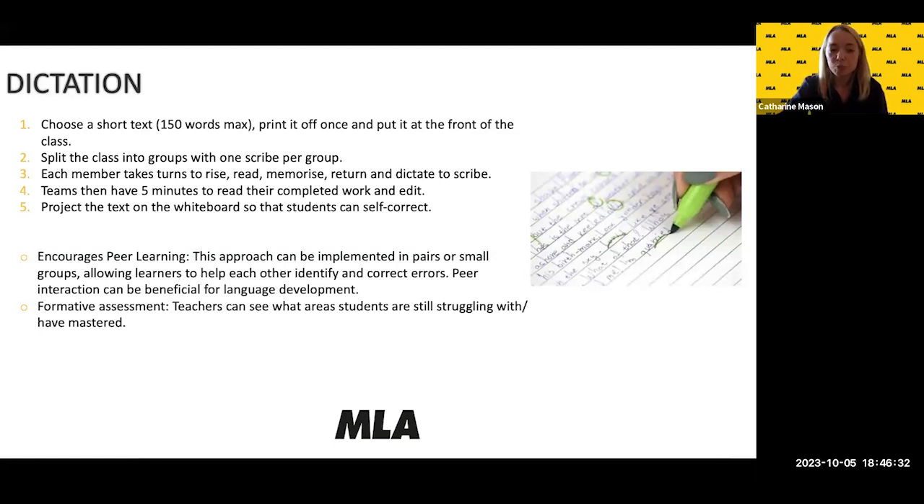It's a great type of formative assessment as the students are in stage 4. They're editing the work. They're talking about the mistakes, or they're correcting it in stage 5. The teacher can see what areas students are still struggling with or have already mastered. So if you choose a text that, for example, has a lot of the present perfect or present perfect continuous in it, how have they done with that? Have they mastered that? Are they able to remember it and understand the meaning in the text and dictate it to the scribe?